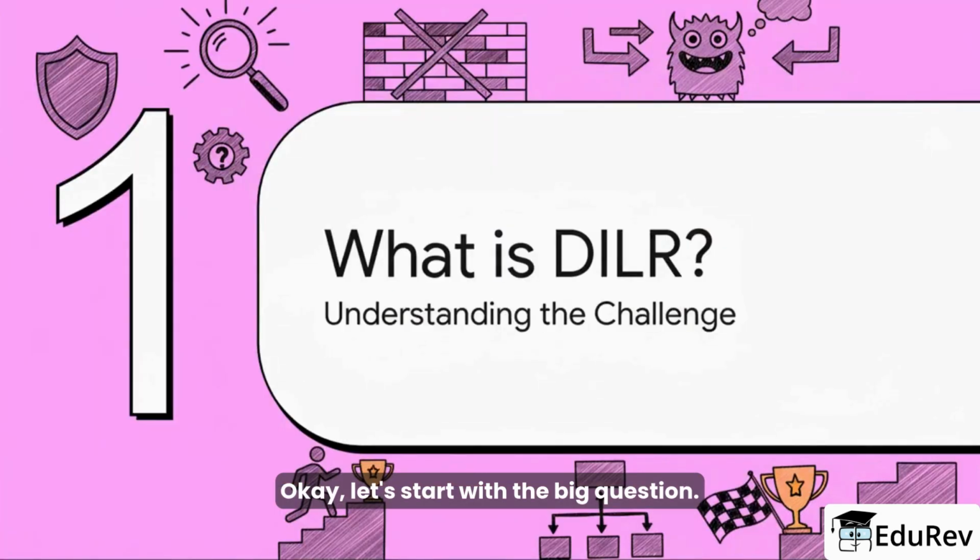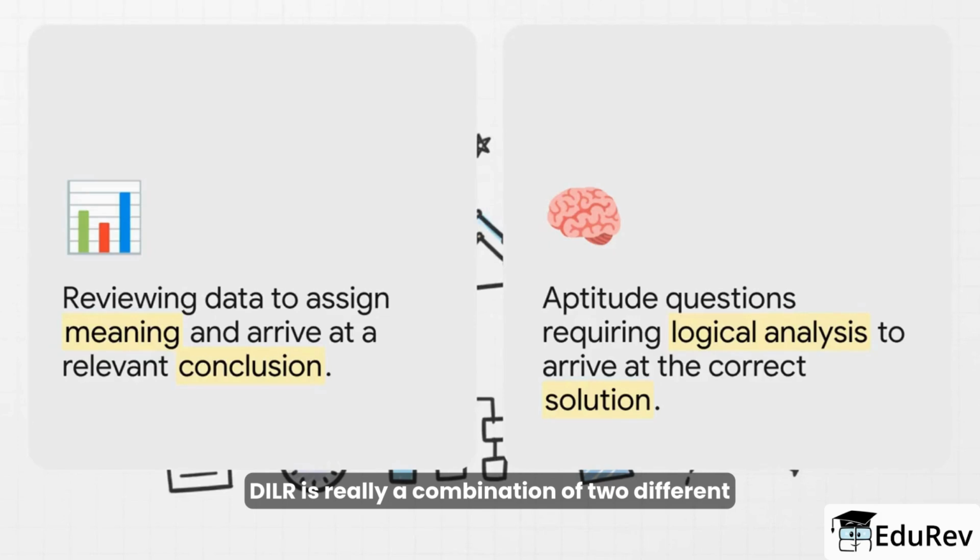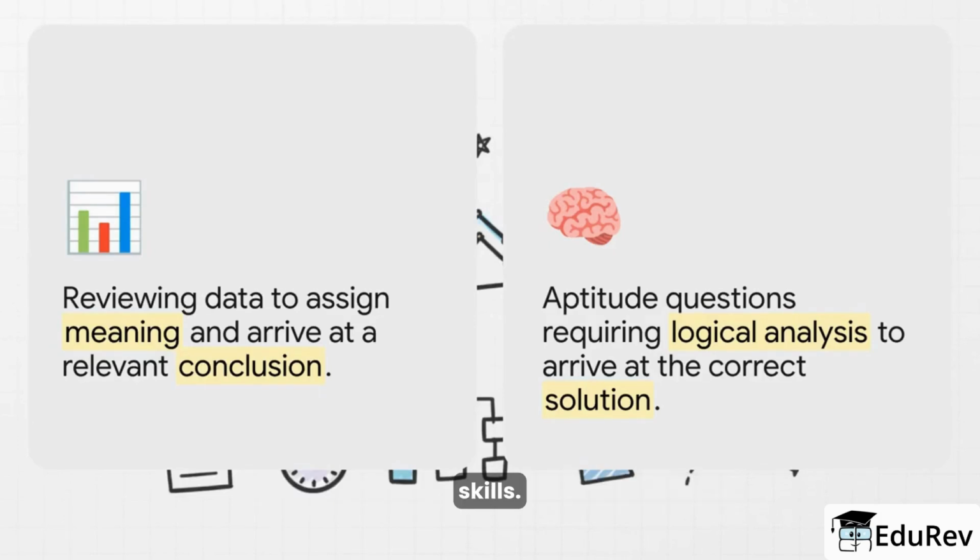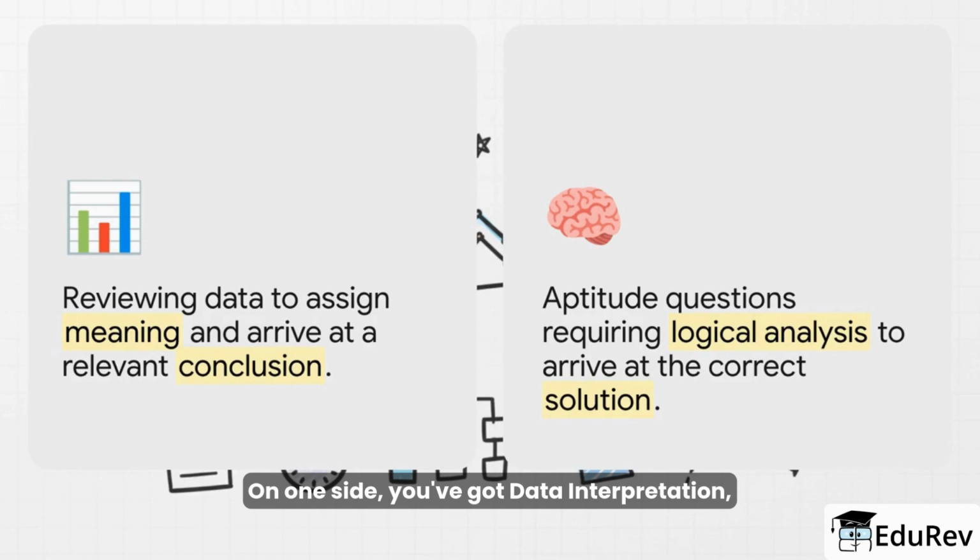Okay, let's start with the big question. What is DILR really? It's got this reputation for being the toughest part of the CAT. But a lot of that difficulty just melts away once you understand what skills it's actually testing. At its core, DILR is really a combination of two different skills. On one side, you've got data interpretation, which is all about looking at charts, graphs, and tables to find the story that's hiding in the numbers. And on the other side, there's logical reasoning, which tests your ability to take a bunch of rules and conditions and piece together the one correct solution.